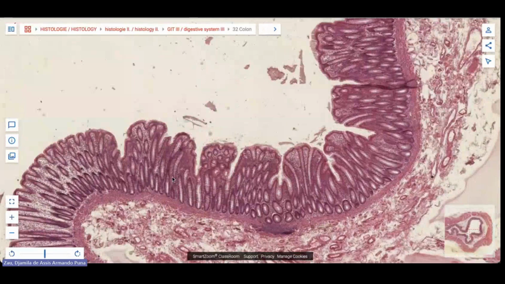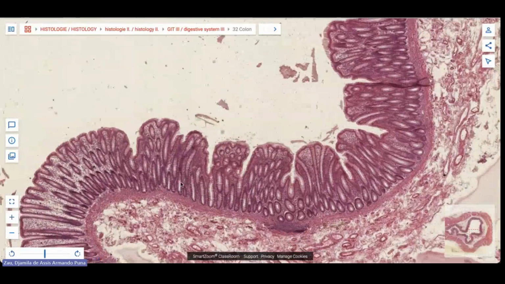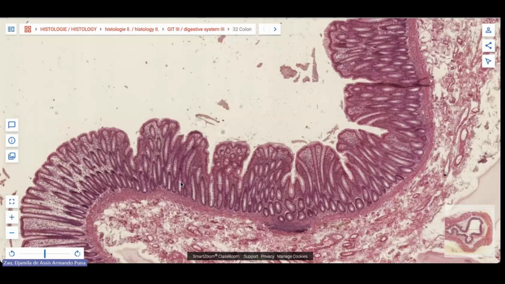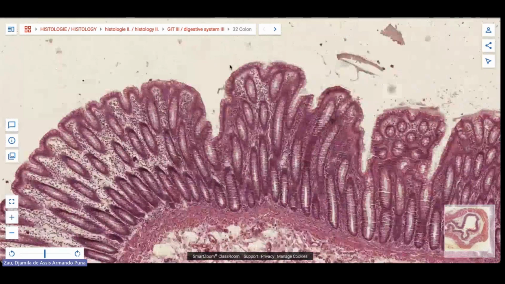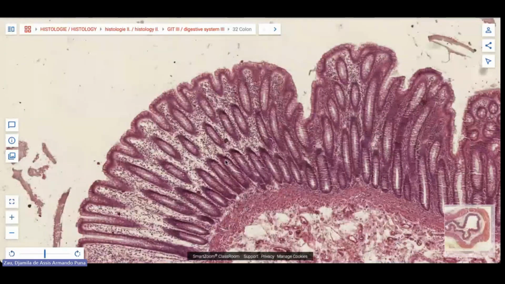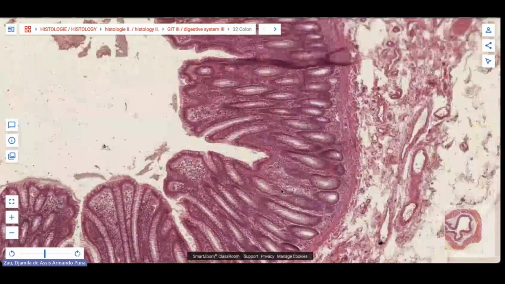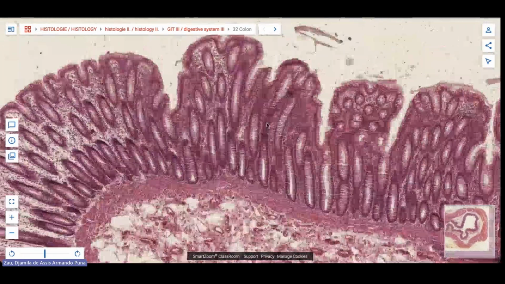Try to identify structures that you know will help you differentiate your slide from other slides, or to try and figure out what system you're in. By zooming in, the first thing that I see is I know that I'm looking at simple columnar epithelium with goblet cells, and I'm looking at a lot of crypts. I already know that I'm somewhere in the intestine. As I'm zooming in, I'm seeing that these crypts do not have any Paneth cells. I will know 100% that I am in the colon.